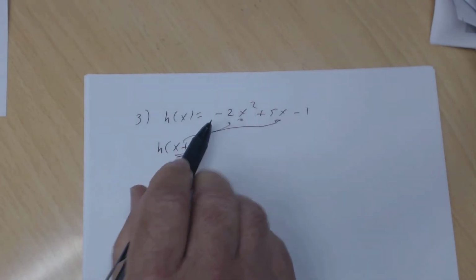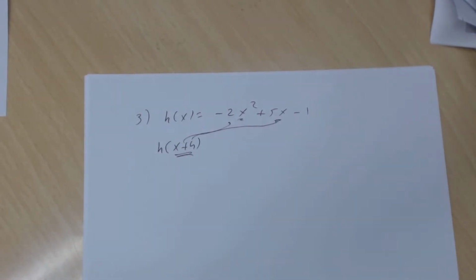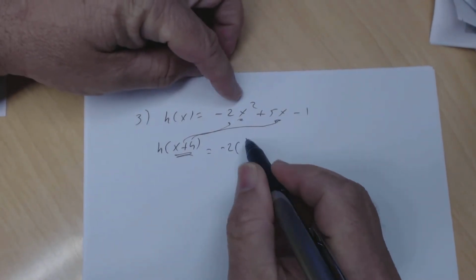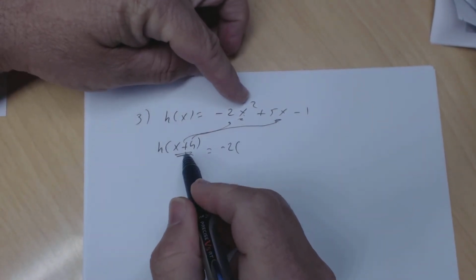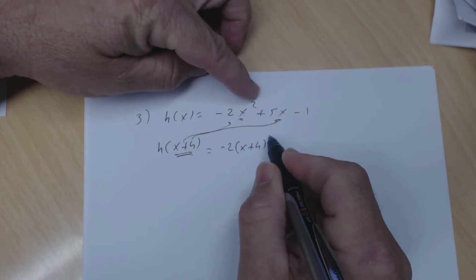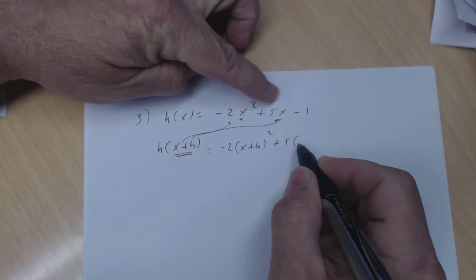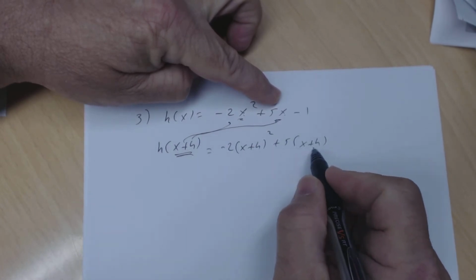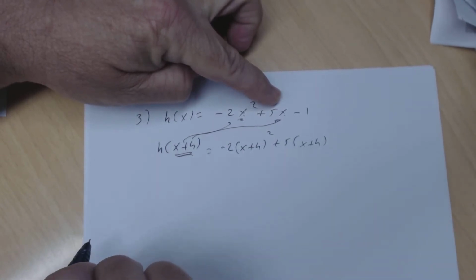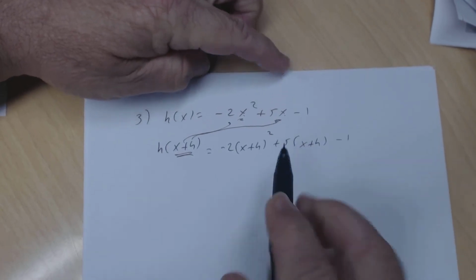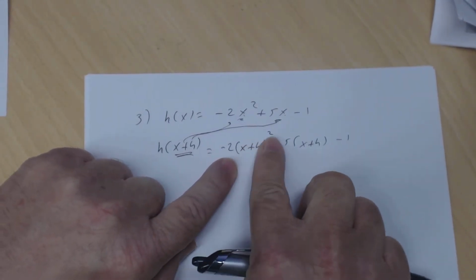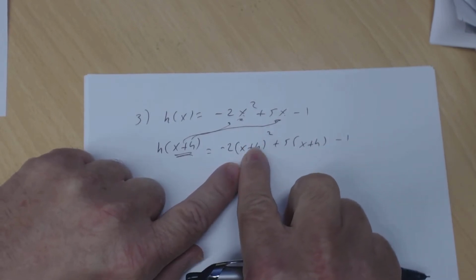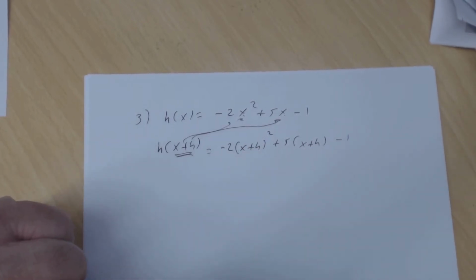I know what h of x is. I want to find out what h of x plus h is. So I'm going to rewrite this as negative 2 times, in place of x, I substitute x plus h. But I've got to square it. Plus 5 times, in place of x, I substitute x plus h. I put it in parentheses because both those terms have to be multiplied by 5. And then minus 1. So notice negative 2x squared plus 5x minus 1, but instead of x, I'm plugging in x plus h.